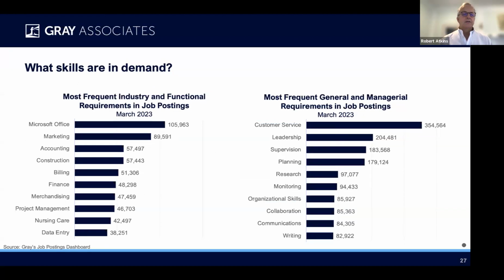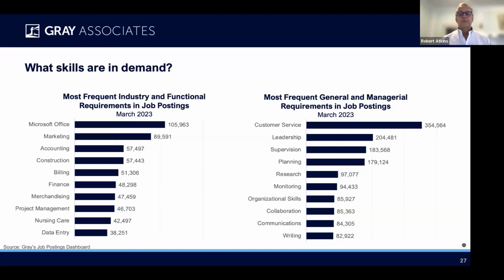Now let's look at, you could call them skills, but I think they're really functional and industry requirements on the left. Microsoft Office is top of the list, and any of you who have heard me before, I will say this again: it is absolutely incumbent on us to teach people how to use Office, including Excel, so that when they come out into the workforce, they're conversant and comfortable using those systems. They don't have to be able to write macros in Excel, but they do have to know how to enter data and just be comfortable opening it up and using it. So keep that in mind.